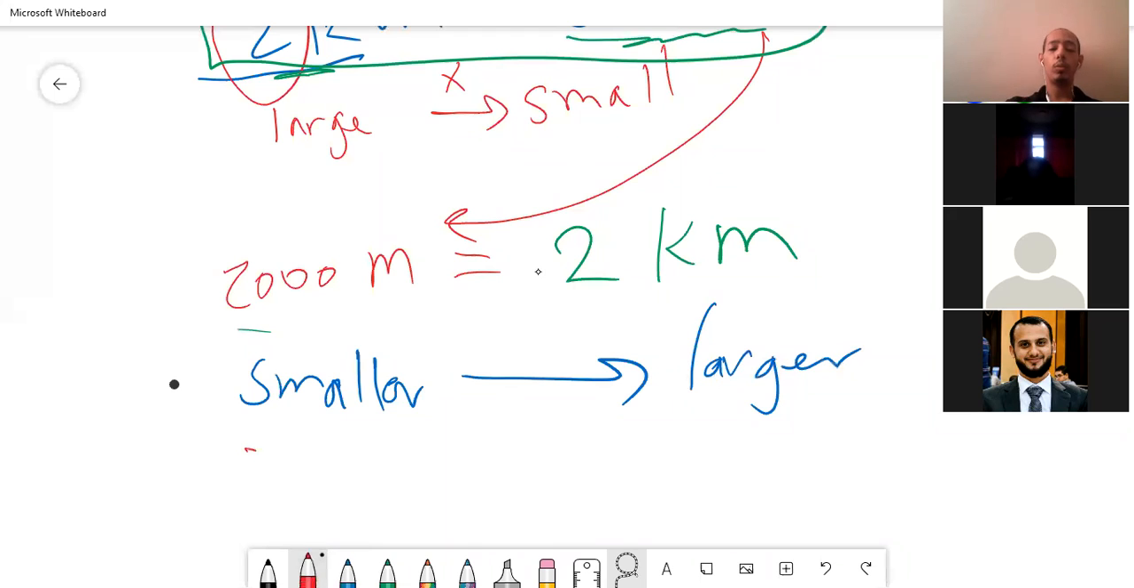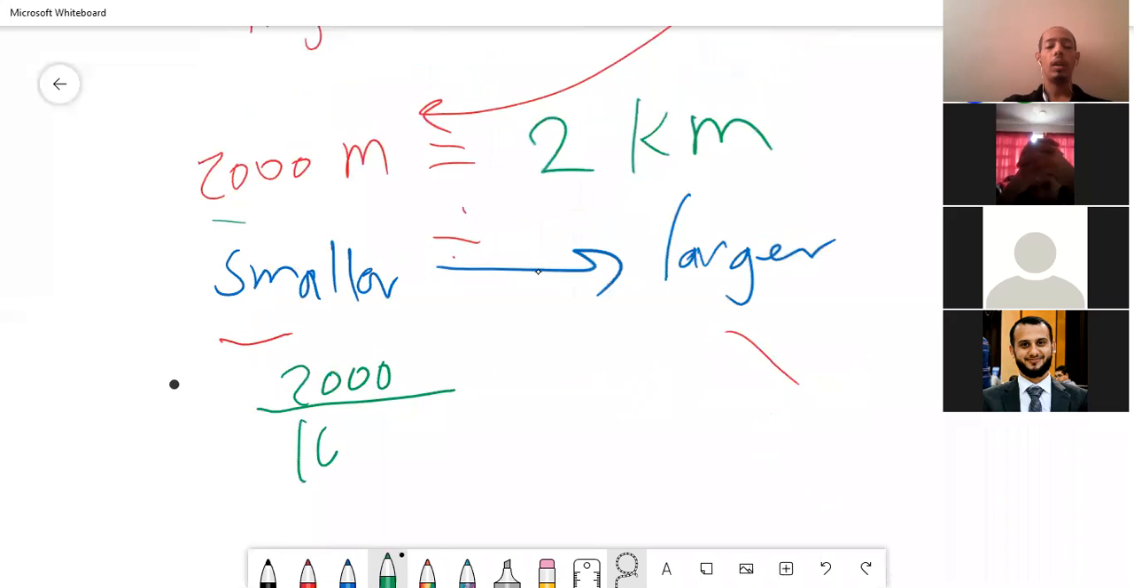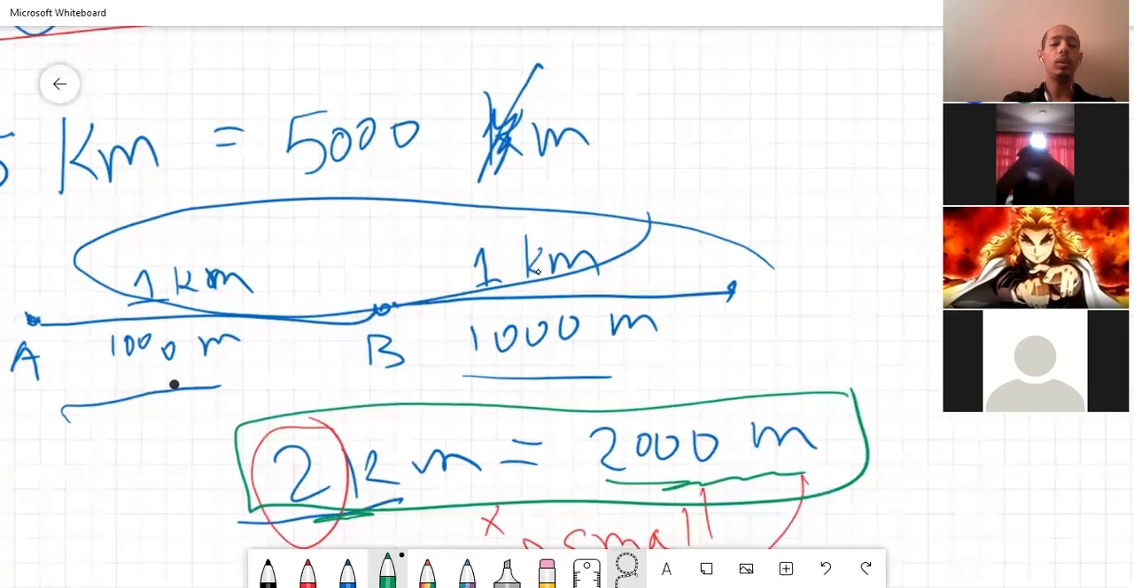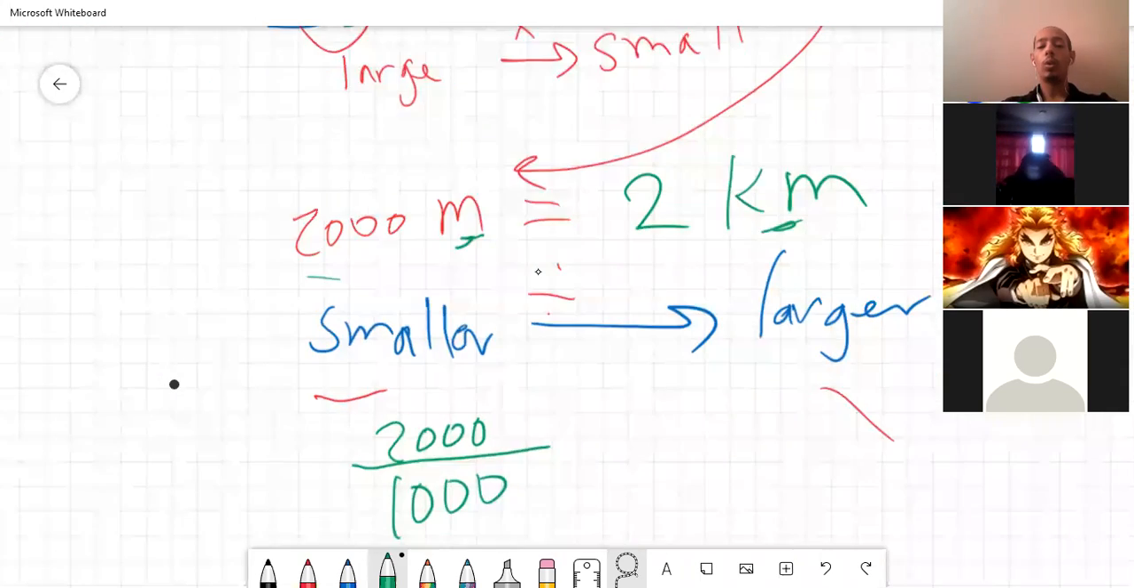So in this case, from smaller to larger, we have to divide. So we divide the 2,000 meters by 1,000. Why? Because we are changing from meters to kilometers, and 1 kilometer equals 1,000 meters. So we have to divide by 1,000.